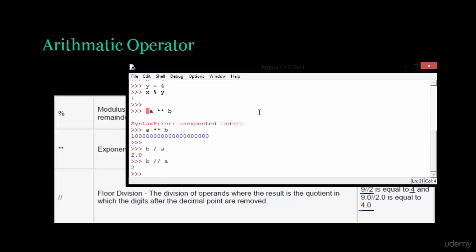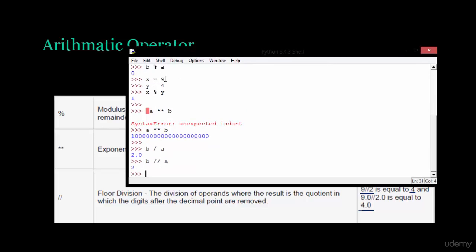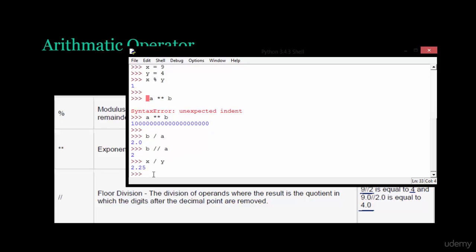Like if the value of X was 9 and the value of Y is 4, if I type here X divided by Y, this will give us 2.25. Okay, and if I type here X floor division Y, this will give us only 2. In division, the decimal digits after the point will appear, and in floor division, the decimal digits after this point will not appear, like this.